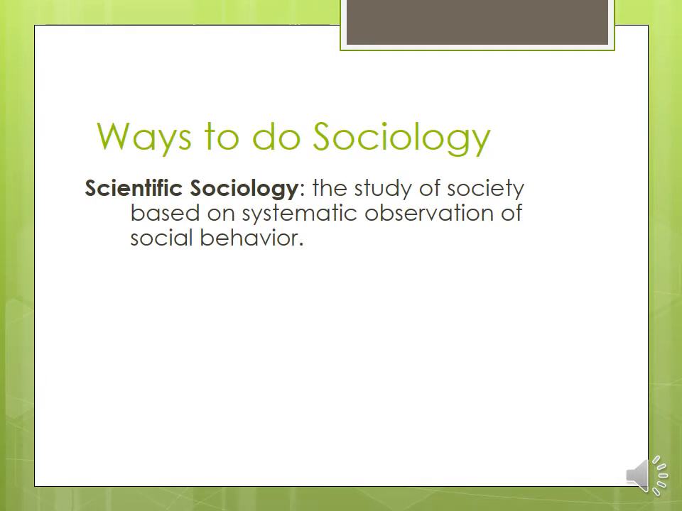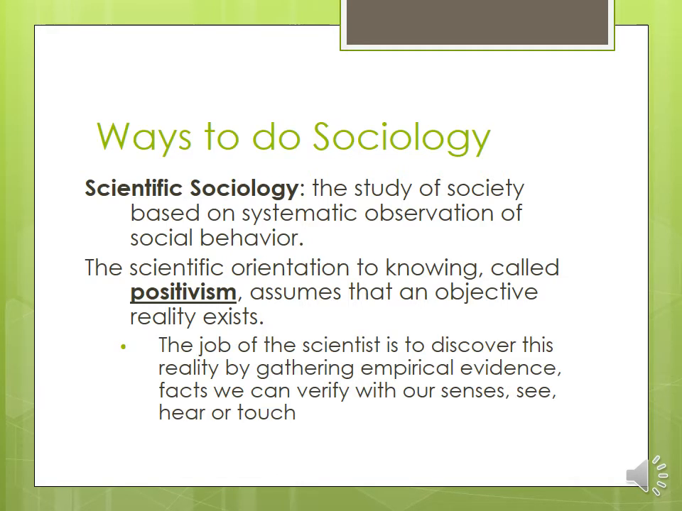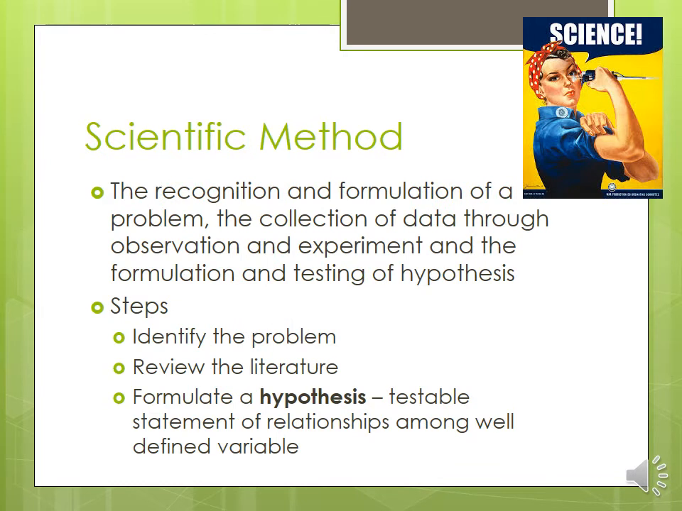When we talk about conducting research in sociology, we talk about scientific sociology, using systematic observation to determine what's going on within a society. And like Comte had once said, we use positivism. We assume that there's an objective reality, that we can say something positively exists. The job of the scientist is to discover the reality, to gather the evidence, and show that it can be verified. The scientific method you guys have seen over and over and over again since the fourth grade.